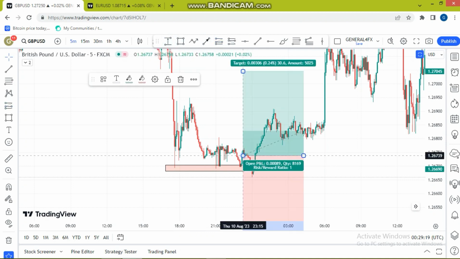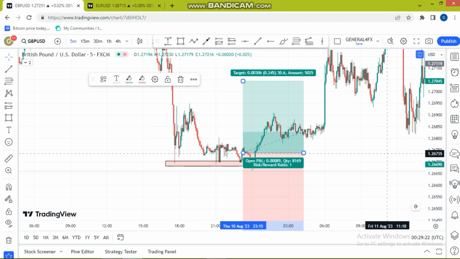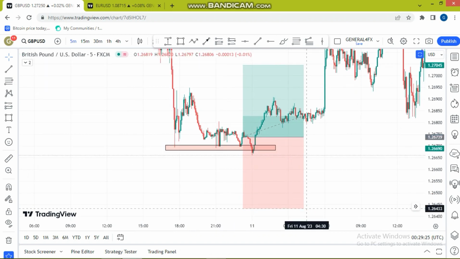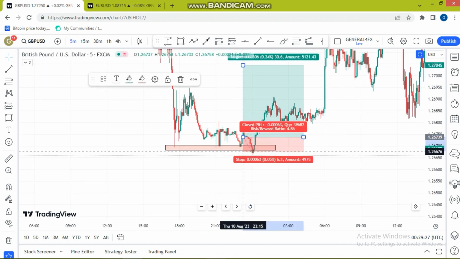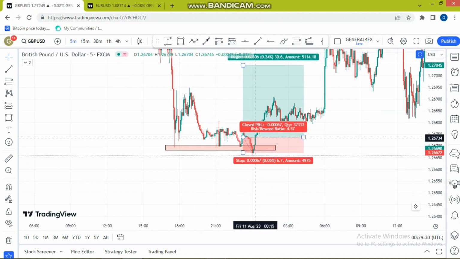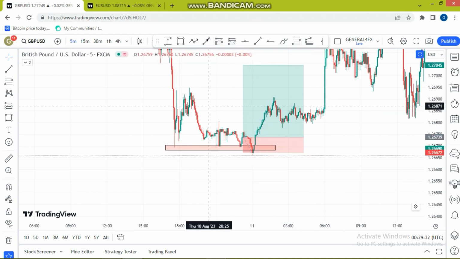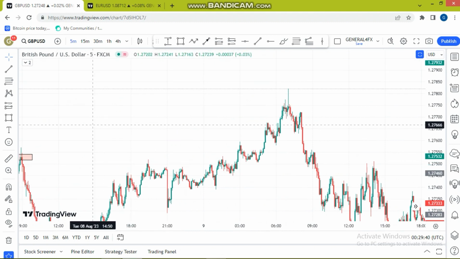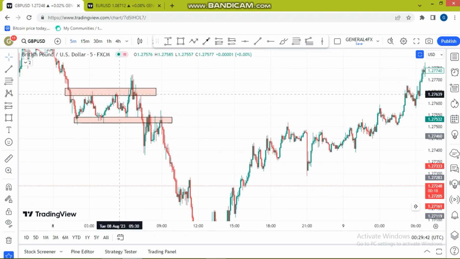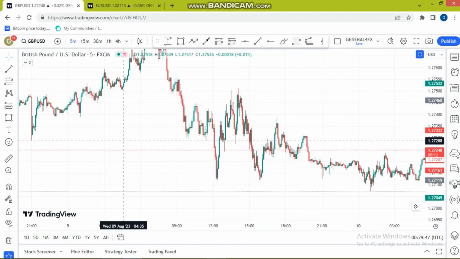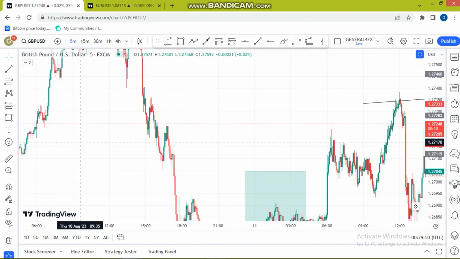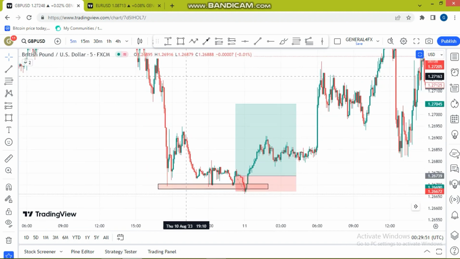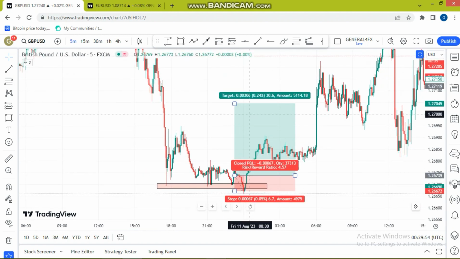Some people will have probably gone long in this area and put their stop loss just immediately below here, and they got stopped out. This is what they call a sweep of the low, and this one here that I just showed you guys is a sweep of the high, the sweep of the high on a downtrend. Look at that, the sweep of the high, and this one is the sweep of the low, as you can see. Now the sweep of the low, this is another best entry method.